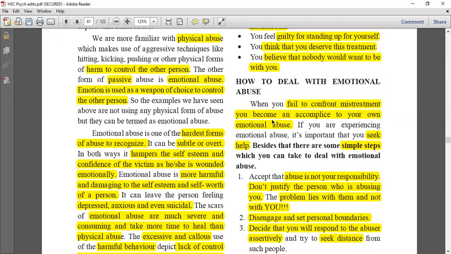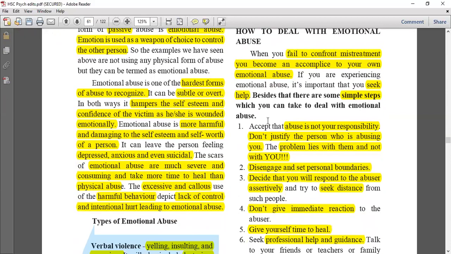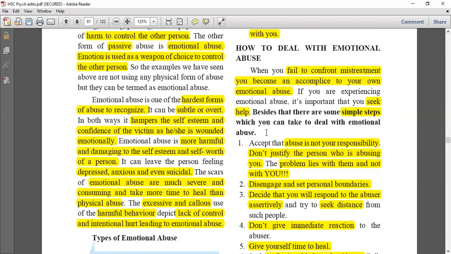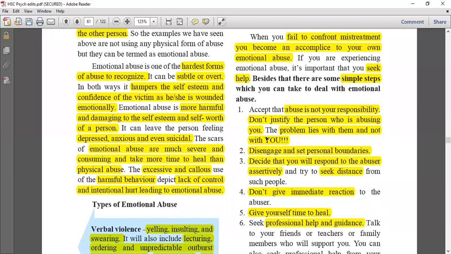If you feel guilty for standing up for yourself, you repress your feelings because others should not feel bad, and you feel that you deserve this treatment because I am not hardworking, I am bad. You believe that nobody would want to be with you. That's why you are prone to emotional abuse. How do you deal with it? When you fail to confront mistreatment, you become an accomplice of your own emotional abuse.